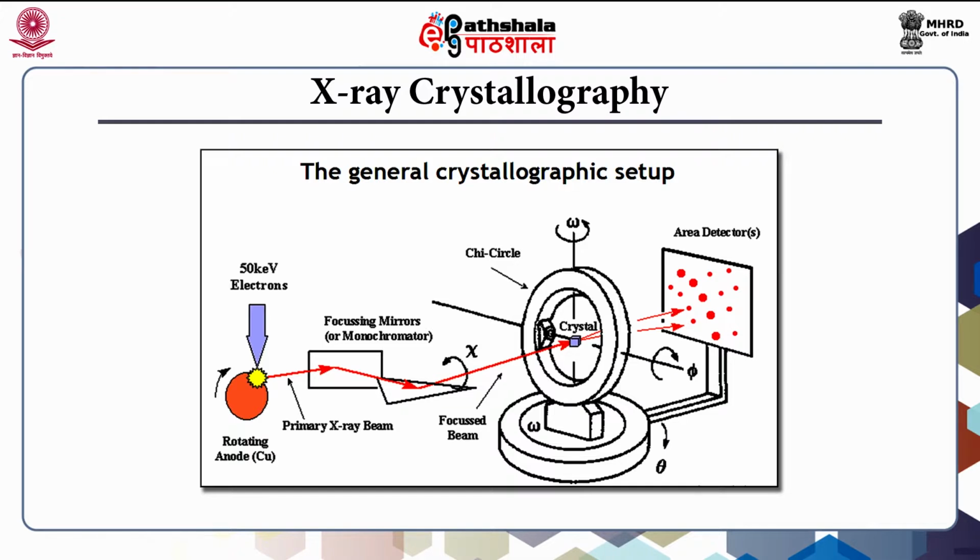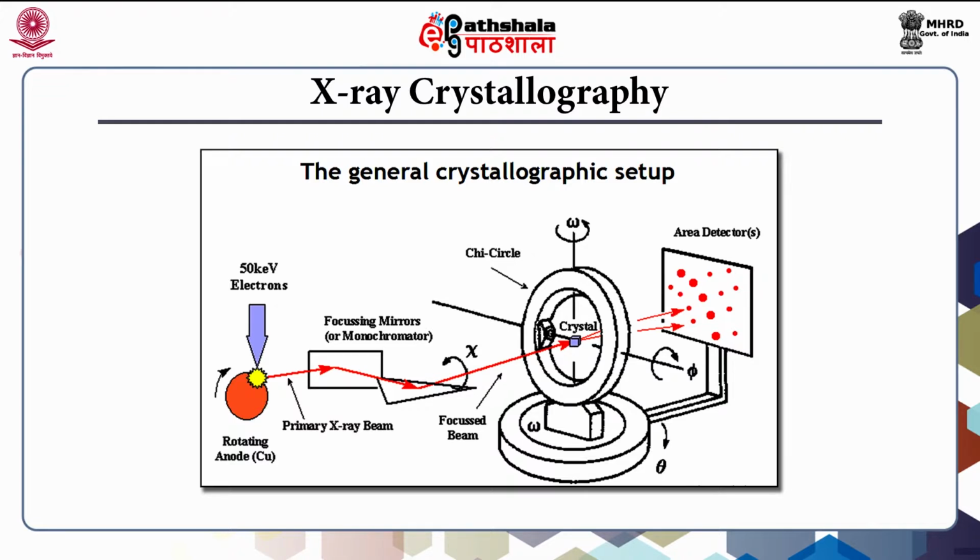You can see the protein crystal here in this round structure called the chi circle. The protein crystal is present in the middle, and with the omega rotation, this crystal rotates continuously. That rotation is very important to hit the crystal at multiple sites with the X-rays. On the extreme right hand side, we can see the area detector. That is the detector at which the diffracted X-rays hit and make a spot. So, this is a schematic representation of the crystallographic setup.